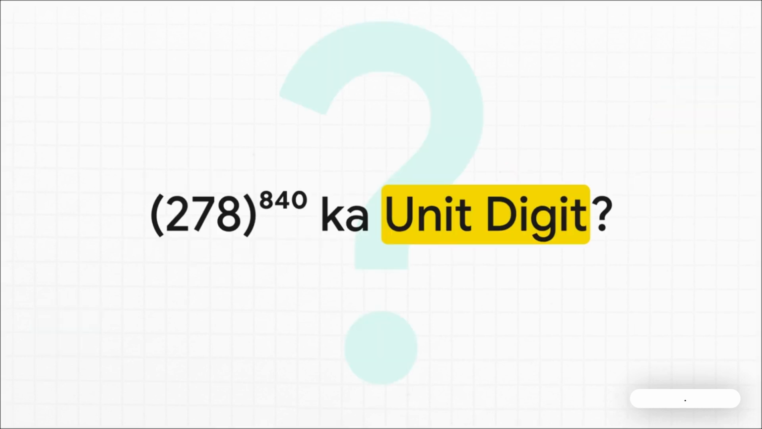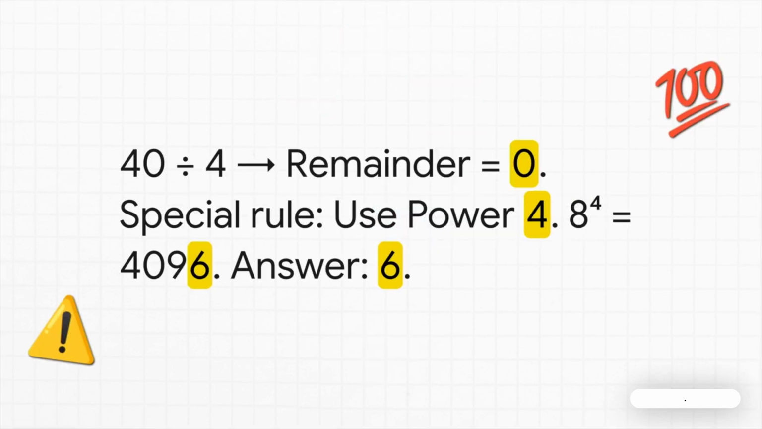Fantastic! Next question. This one is a little tricky, so pay attention. 278 to the power of 840. The unit digit is 8, so we'll use Rule 3 again. The last 2 digits of the power are 40. When we divide 40 by 4, the remainder is 0. Remember our special rule? When the remainder is 0, we use the power 4. So we need to calculate 8 to the power of 4, which is 4,096. Its unit digit is 6. So the correct answer is 6.